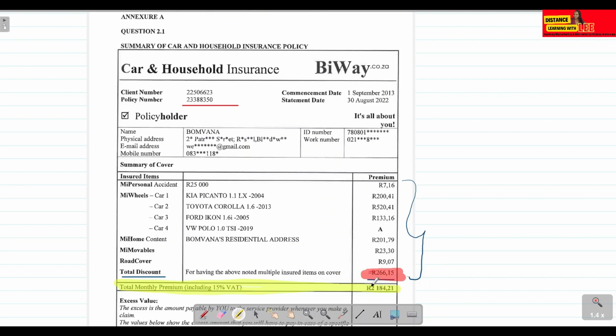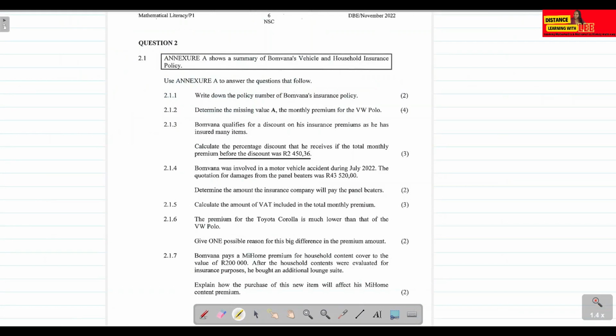We are also told that this is the amount that he had to pay after they gave him the discount. However, in this case we are told that the amount before the discount was initially 2,450.36. If that was the amount before the discount, and we know the discount amount is 266 rand 15 cents, how much percentage discount did he receive?